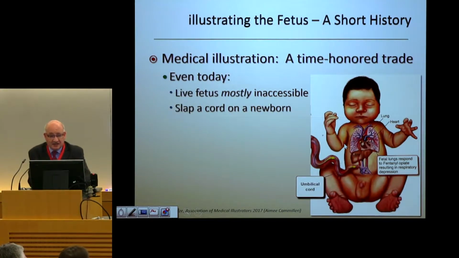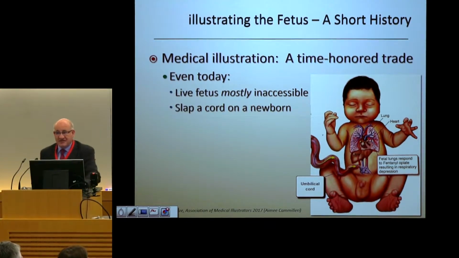And even to this day, when we represent a fetus, very often it is a newborn, and we slap an umbilical cord on it. I know this for a fact because Aimee Camilleri, who did a fantastic job, told me that she modeled this fetus after her newborn nephew. Also, I just want to point out that this fetus is circumcised, so clearly some things are not quite correct. So we still have that because we just don't have access to a live fetus in utero.